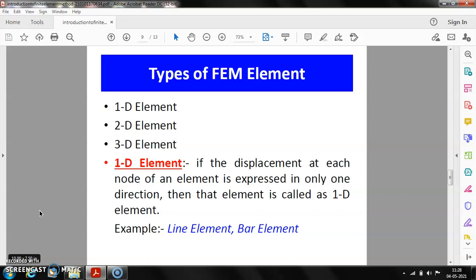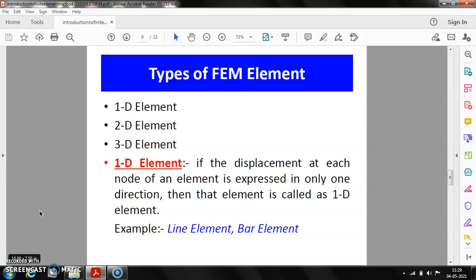Here 1D element is nothing but if the displacement at each node of the element is expressed in only one direction, then that element is called a 1D element. So a discretization process involves dividing the given continuum or the given body into a smaller number of parts called elements, and each element is connected with special joints called nodes.